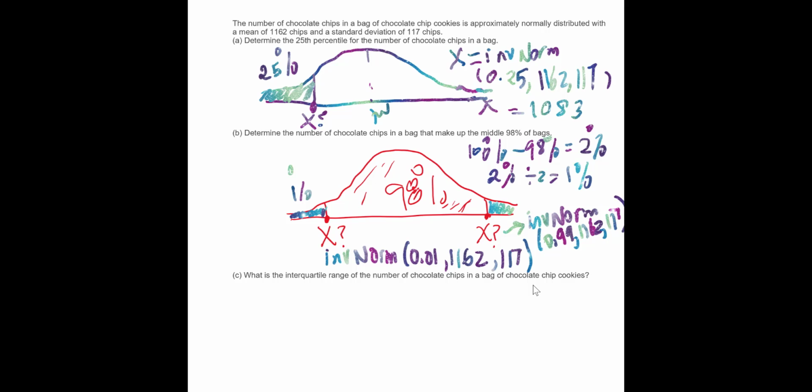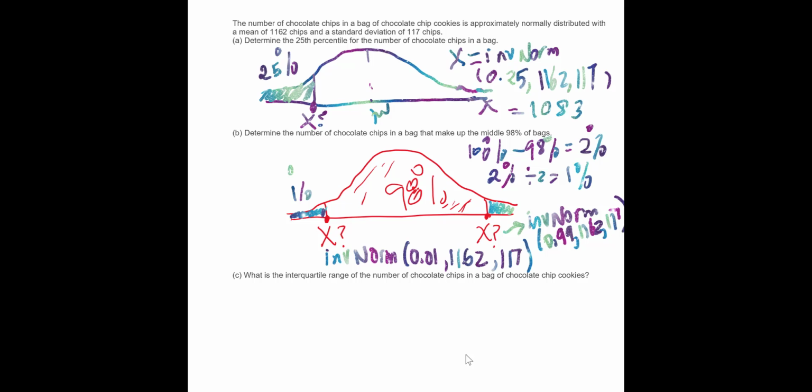Let's say the question was middle 70%. Look what you do. 100% minus 70% will give you 30%. Divide 30% by 2, you get 15%. So then the first inverse norm is 15%, the area. The second one will be 85%. And how do I know? Because 15% plus 85% will add up to 100%.